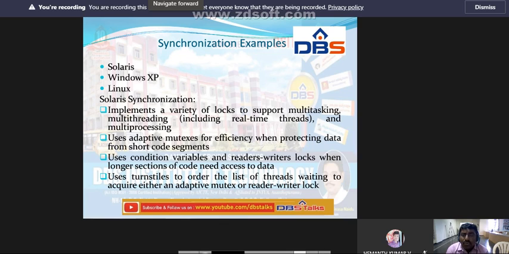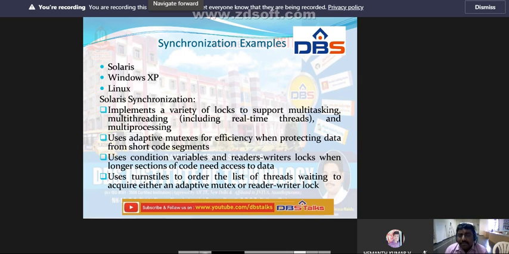As we know, Solaris is one of the most important operating systems. In this one, we implement a variety of locks to support multitasking and multi-threading, including real-time threads and multiprocessing. We use different types of locks to support multiprocessing or multi-threading. If we implement multi-threading in the Solaris operating system, we also use different locks, either acquire lock or release lock.